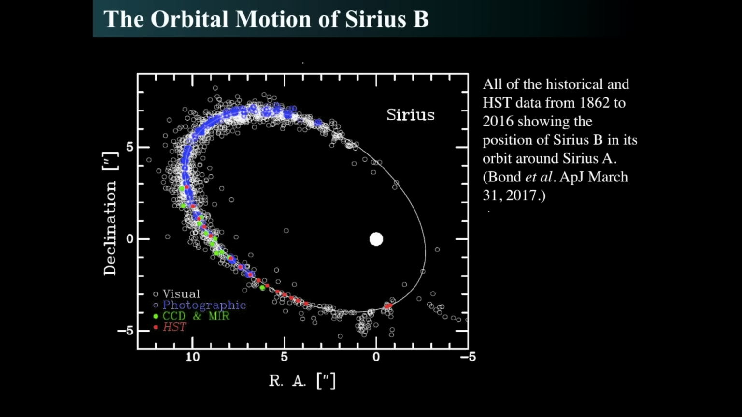All right. So this is the orbital motion of Sirius B around Sirius A, which gives you the average motion, which gives you the period of the motion, how long it takes, and allows you to plug this into Newton's version of Kepler's third law in order to get the masses, or the sum of the masses.